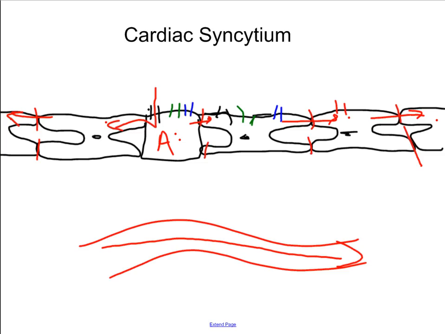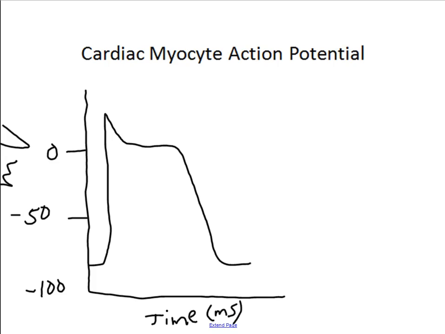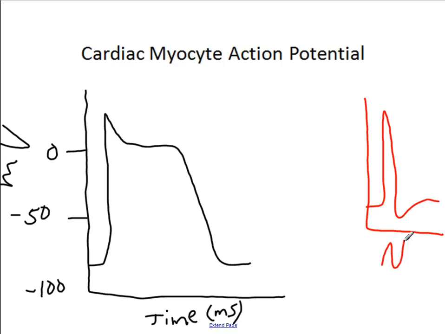Now, what I want to talk about next is basically how cardiac muscle cells depolarize. Remember, as you're taking a look at this, you're traditionally taught that when there's depolarization and repolarization, there's this up spike, down spike, and so on. This is basically what nervous tissue would look like.